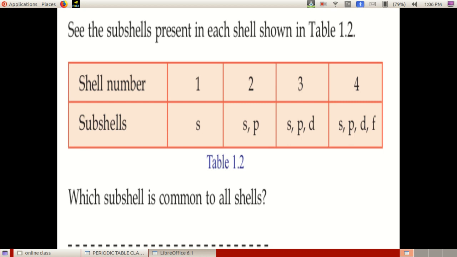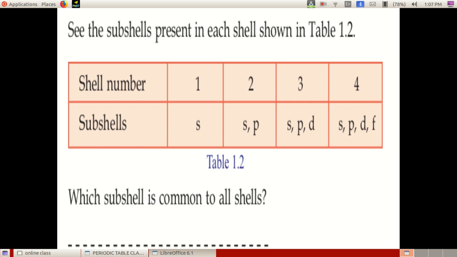First shell, one subshell, that is s. In shell number 2, 2 subshells, s and p. Shell number 3, 3 subshells, s, p and d. Shell number 4, 4 subshells, s, p, d and f. Which is common to all shells? It is s.